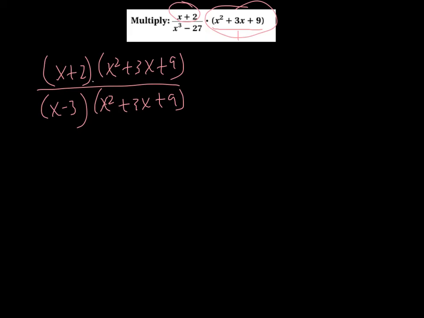So they stayed, right? But down at the bottom here, this x to the third minus 27, that was a perfect cube. So looking at our perfect cube factors, a minus b times a squared plus ab plus b squared. So boom, boom, they cancel out. We're left with x plus 2 over x minus 3 for a final answer.